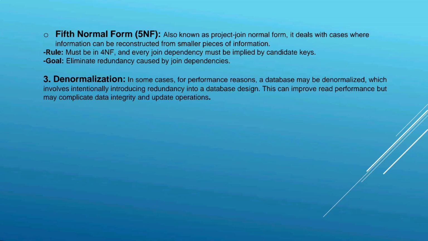Fifth normal form, 5NF, also known as project-join normal form. It deals with cases where information can be constructed from smaller pieces of information. Rules: must be in 4NF and every join dependency must be implied by candidate keys. Goals: eliminate redundancy caused by join dependencies.